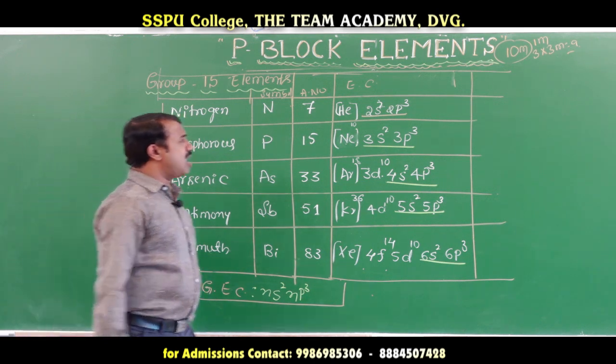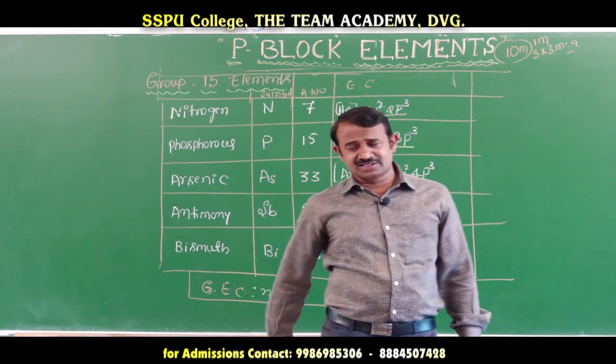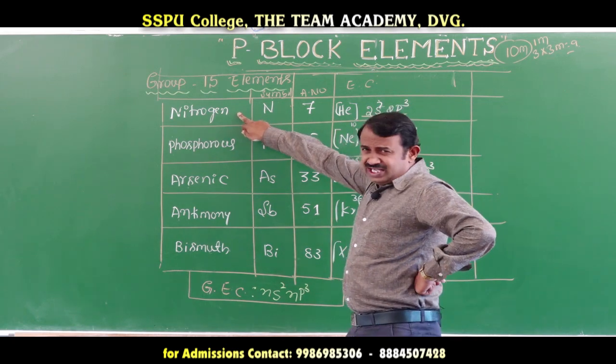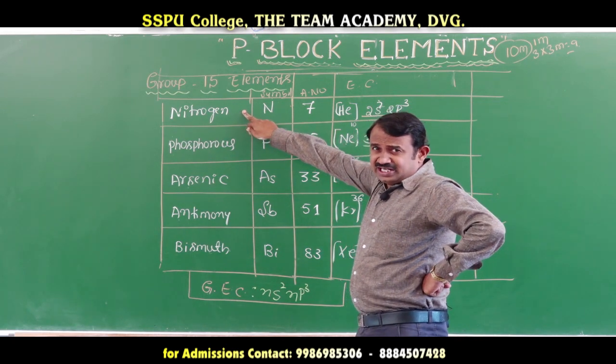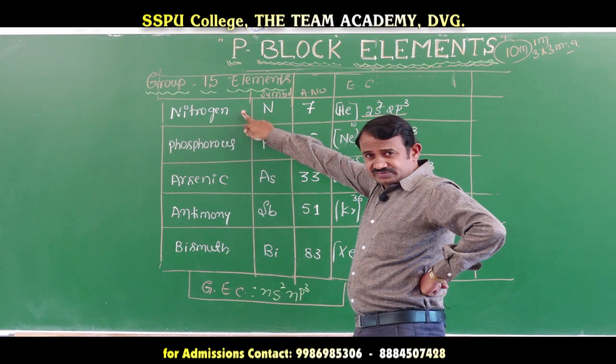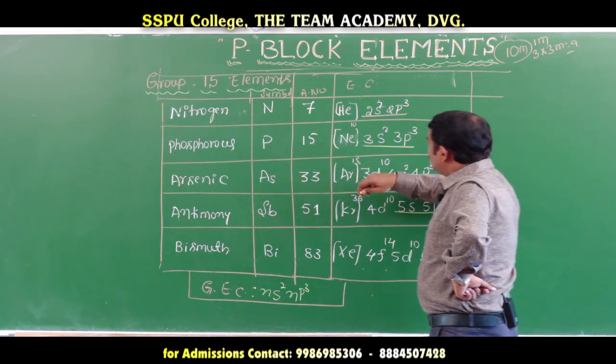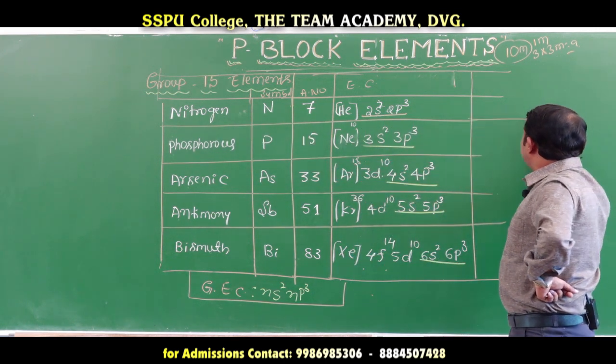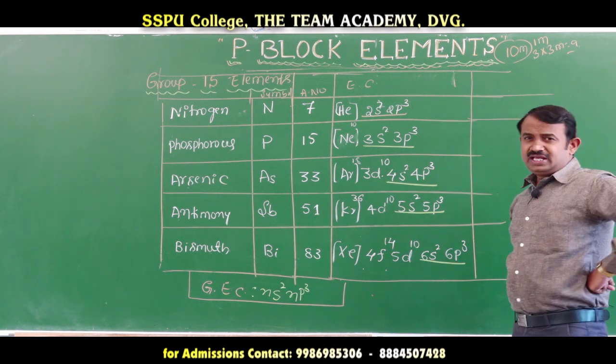Coming to the occurrence of group 15th elements. Nitrogen is 78% present in the earth's atmosphere. Nitrogen is also present in other forms.